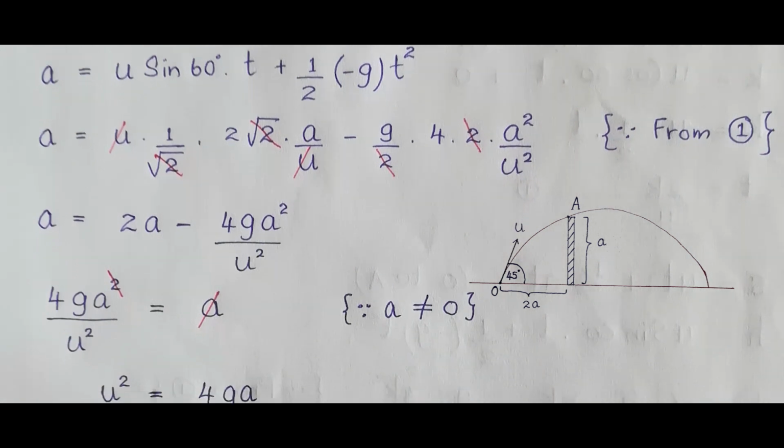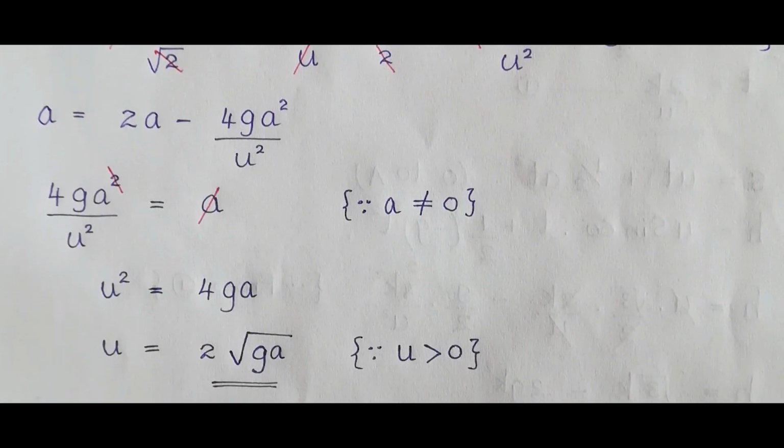Here I have cancelled a on both sides. Then you have to mention a is not equal to 0. Only then can I cancel a on both sides, because a is a length, it cannot be 0. Then after taking the square root on both sides, I get u as 2 into square root ga. When we take the square root on both sides, we get both positive and negative answers for u, but u is a positive value, it is a velocity. That's why I have taken only the positive answer here.